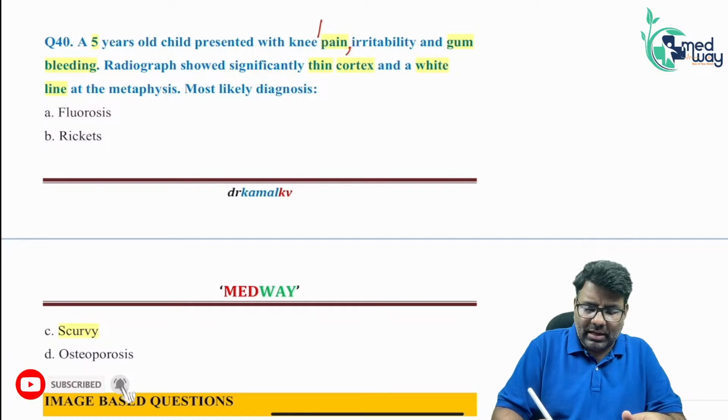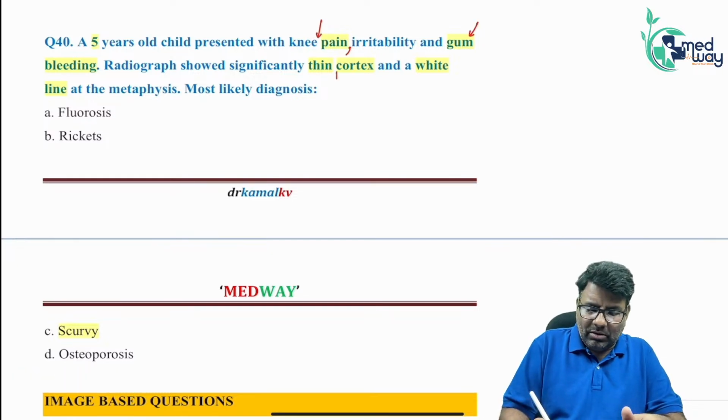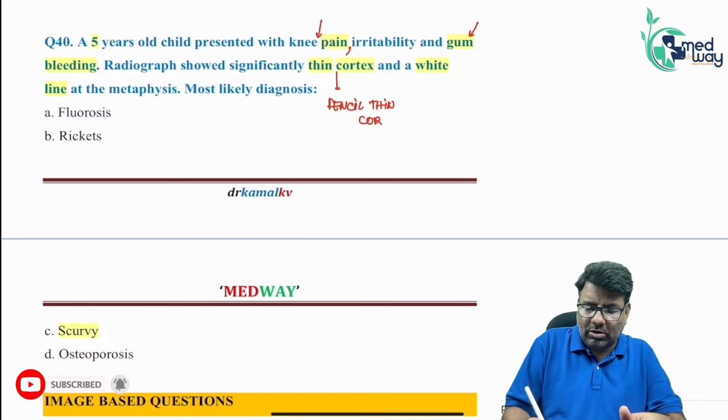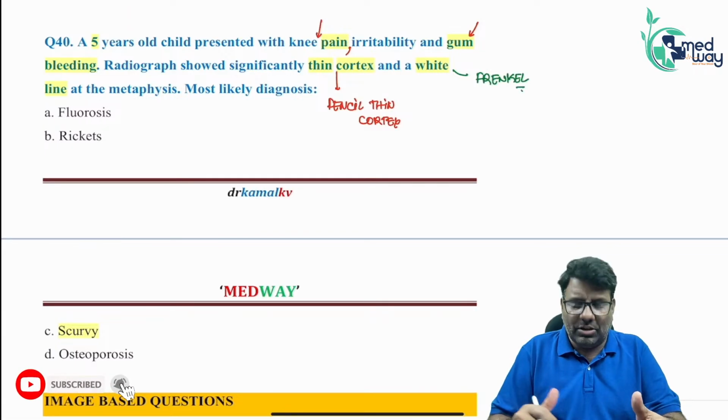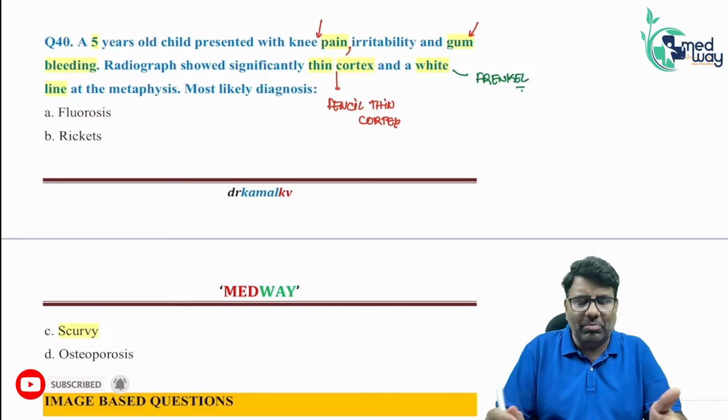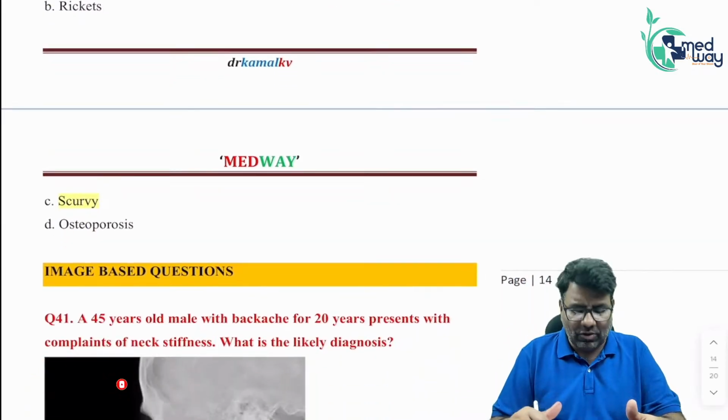So there is extreme knee pain. Gum bleeding is classical. This is pencil thin cortex, call it pencil thin cortex, and a white line. This is the white line of Frankel. Classical radiological features, classical history with gum bleeding. Straight away, you can say this is a case of scurvy.